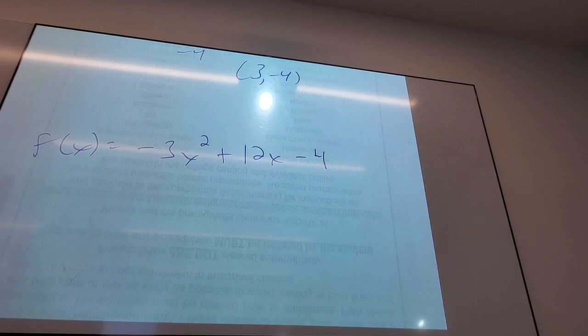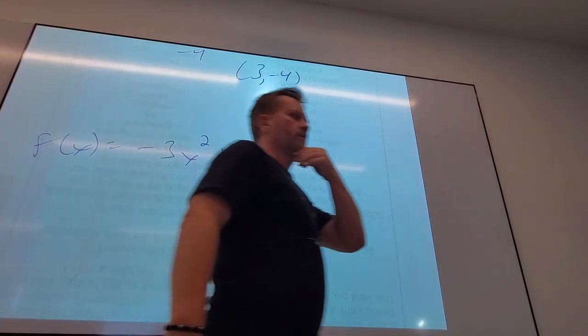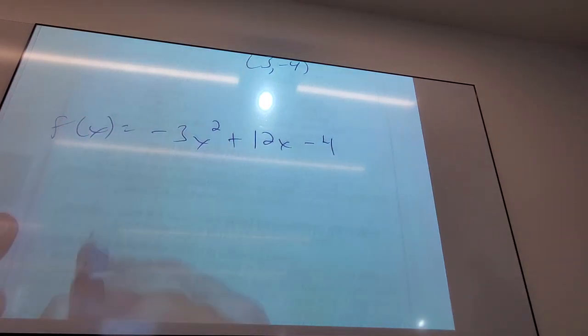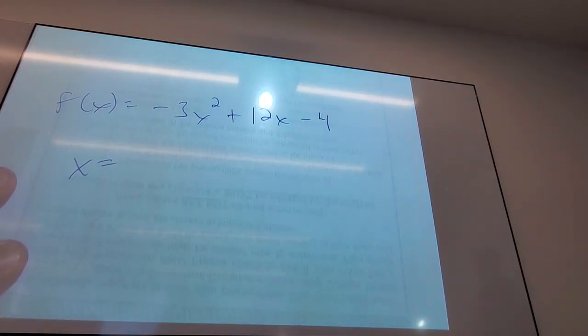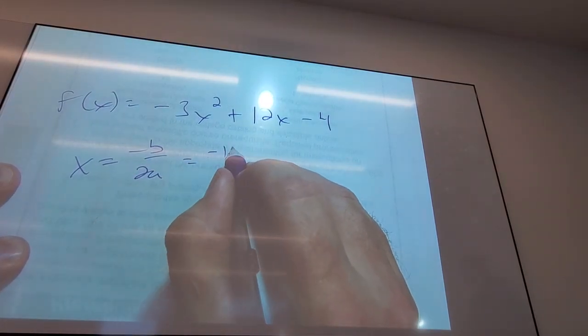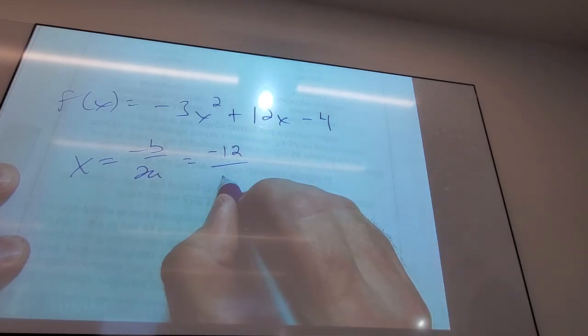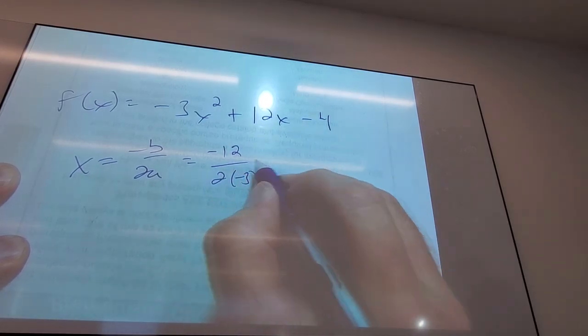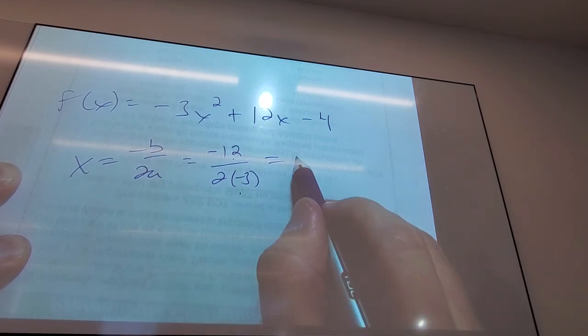Can somebody find the maximum value of this function? Where does it occur? At the vertex. So when I say find the maximum value of this parabola, you can translate that to find the output for the vertex, find the y piece of the vertex. How do we find the vertex? What's the shortcut? Negative b over 2a. What's b? 12. And what's a? So I get negative 12 divided by negative 6, which is 2.